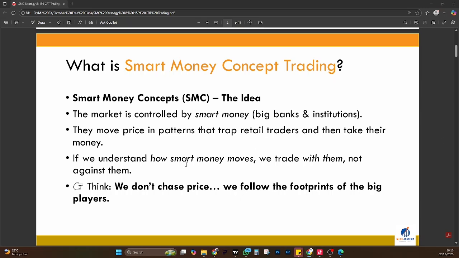So if we understand how smart money moves, we trade with them, not against them. We trade with the market makers, not against the market makers. We don't chase the price, we follow the footprints of the big players. So smart money concept, in very simple terms, is understanding how the market makers move the market, and then we wait for them and we move with them. That is how easy this is.